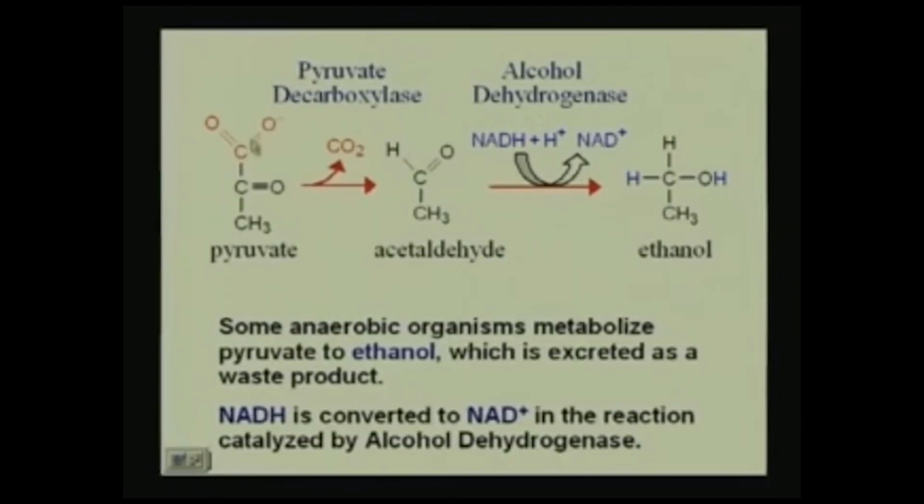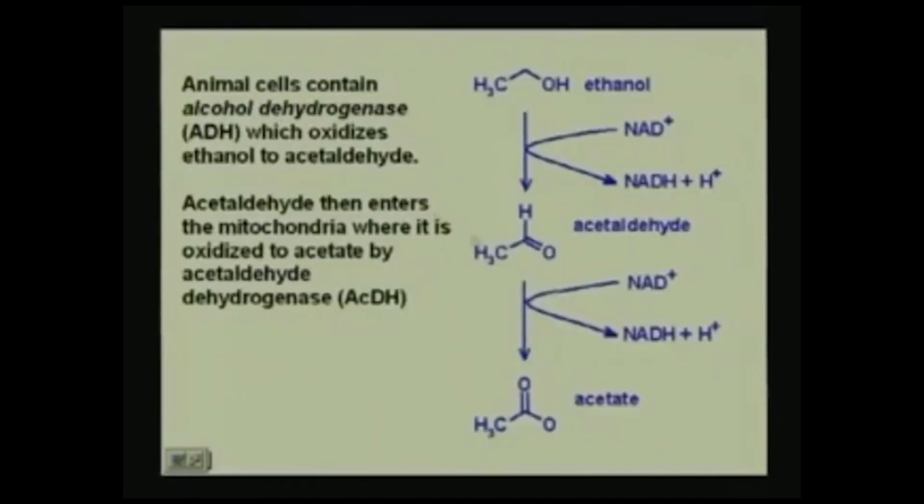In the first step, the pyruvate loses carbon dioxide to form acetaldehyde. That is one step of the reaction. This acetaldehyde then, in the presence of alcohol dehydrogenase, forms ethanol, and in the event NADH is oxidized to NAD+. So they metabolize pyruvate to ethanol, which is actually a waste product. This is a process in fermentation.